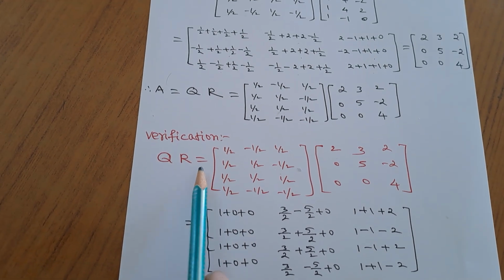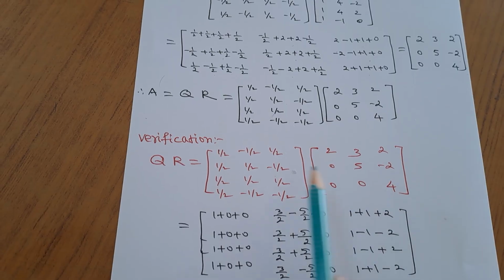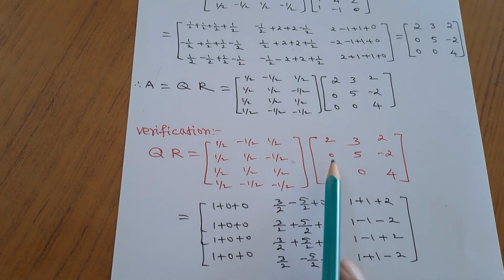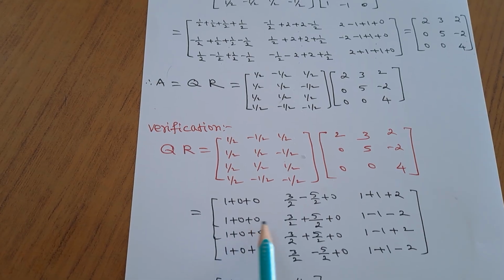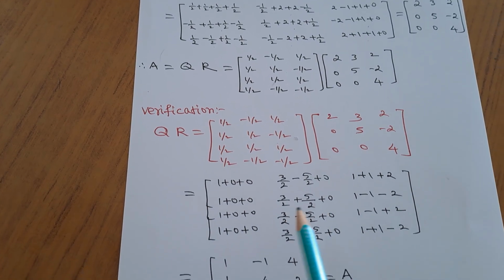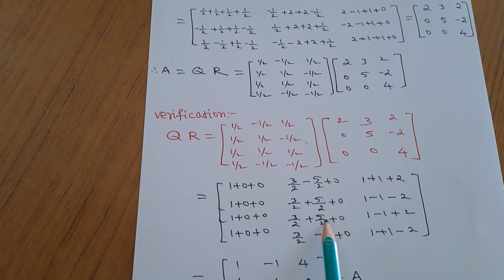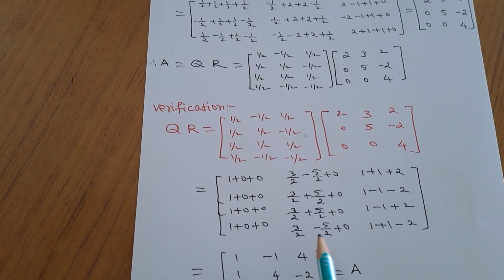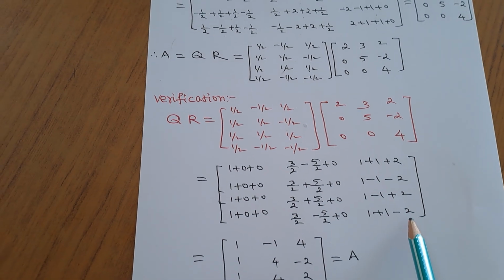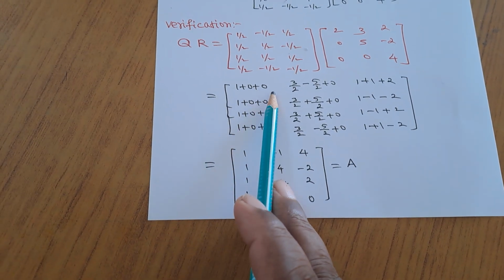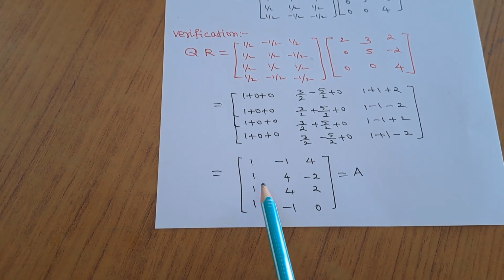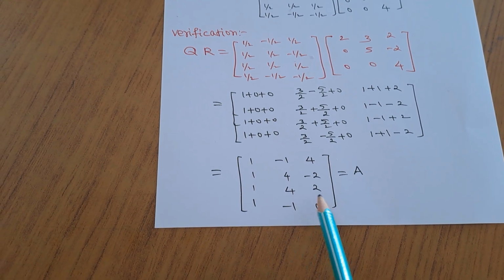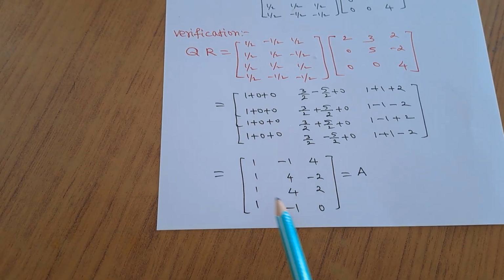Verification: Q into R. Multiply these two matrices, taking each row with each column in turn. Adding, 1 plus 0 is 1. Then adding like that, you get 1, minus 1, 4, 4, 1, 4 minus 2, 1, 4, 2, 1, minus 1, 0. This is nothing but capital A.